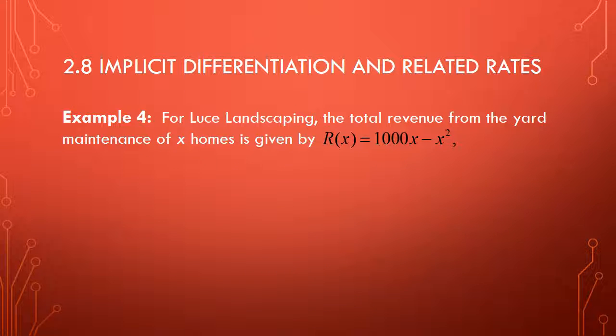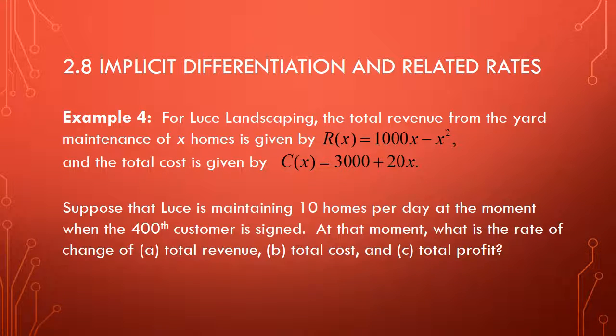Okay, for Luce Landscaping, the total revenue from the yard maintenance of x homes is given by R(x) equals 1,000x minus x squared, and cost is C(x) equals 3,000 plus 20x. Suppose they maintain 10 homes per day at the moment when the 400th customer is signed. At that moment, find the rate of change of total revenue, total cost, and total profit.